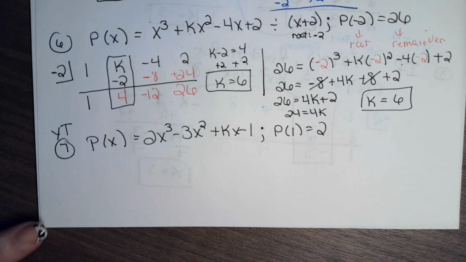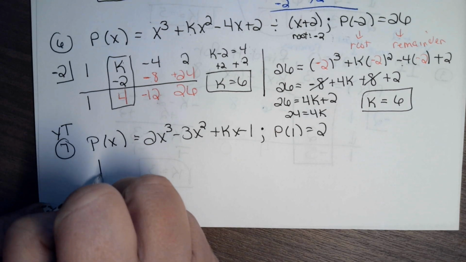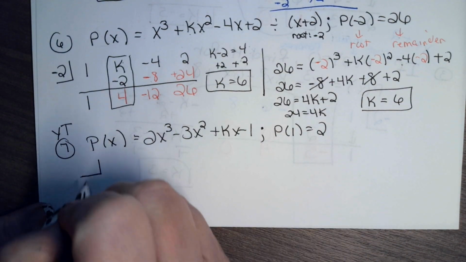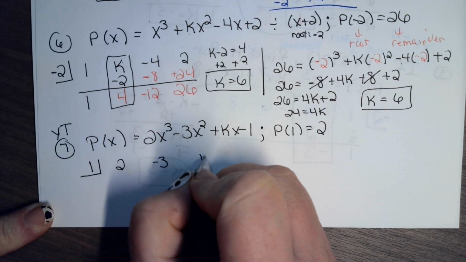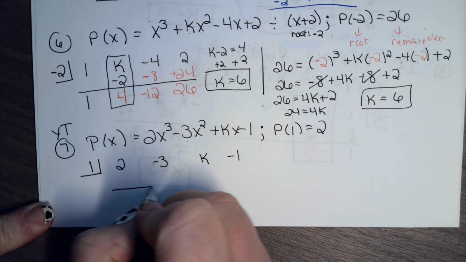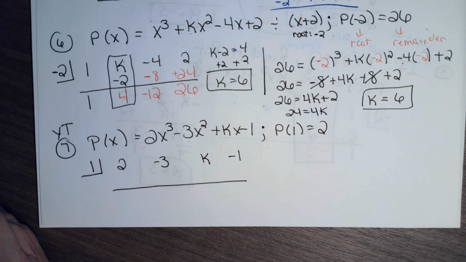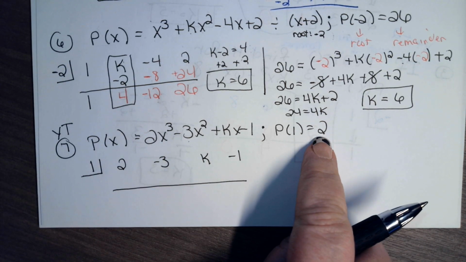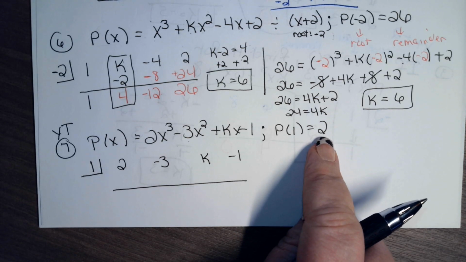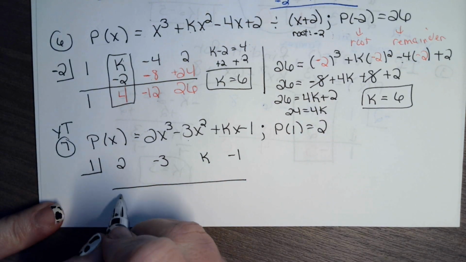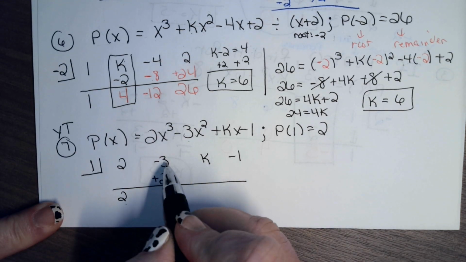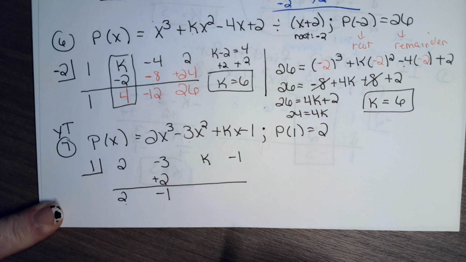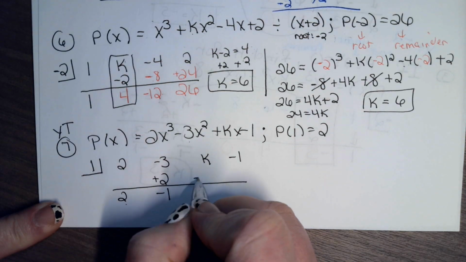All right, let's see how you did. Now, I like synthetic division, so I'm just going to do synthetic division. Here, I know my root is 1. My coefficients are 2, negative 3, k, and negative 1. Remember, if you're told this is a factor, then instead of a remainder of 2, you would have a remainder of 0. But these last couple of problems have had remainders other than 0. Drop in that 2. 1 times 2 is 2. Negative 3 plus 2 is negative 1. 1 times negative 1 is negative 1.